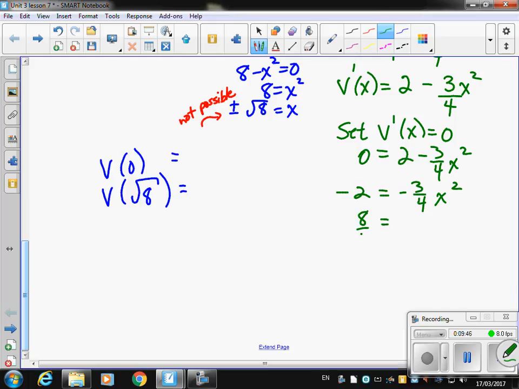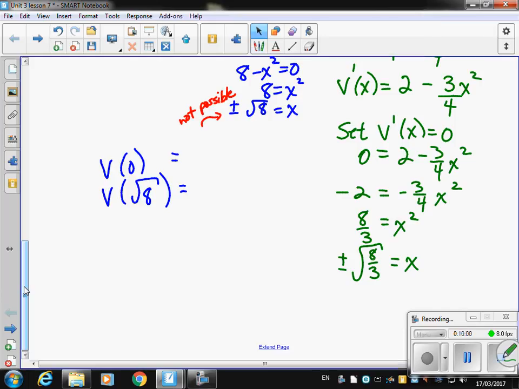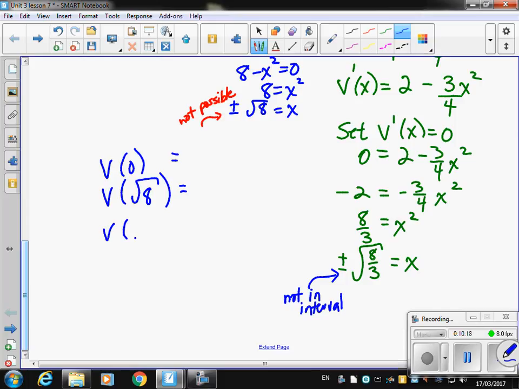We will get 8/3. Positive and negative square root of 8/3 are our extrema, or places where our extrema occur. The negative one does not make any sense because it's not in the interval, nor does it make sense in terms of a volume problem. So we're going to look at the two endpoints at 0, at root 8, and also at the extrema, root of 8/3. So we're going to type that into our calculators and get values.